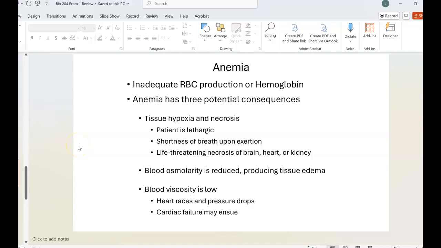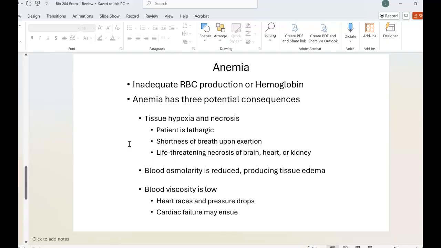Now, the opposite is anemia. This is when we have inadequate red blood cell production or hemoglobin. There can be a lot of different reasons why somebody isn't producing enough. For example, we talked about sickle cell anemia. It could be that they've got an autoimmune disorder that is affecting the absorption of vitamin B12. In any of those cases, they now don't have enough and they're not getting enough oxygen. So this can affect tissues because they're not getting enough oxygen.